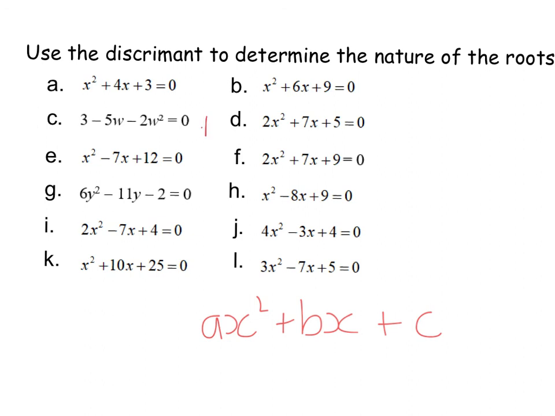Example C. It's not in the normal layout. So personally for that one, I would rearrange it and write it as negative 2w squared, negative 5w plus 3, if that helps any. Okay, and if you want to pause the video, try these. The answers are on the next slide as well.